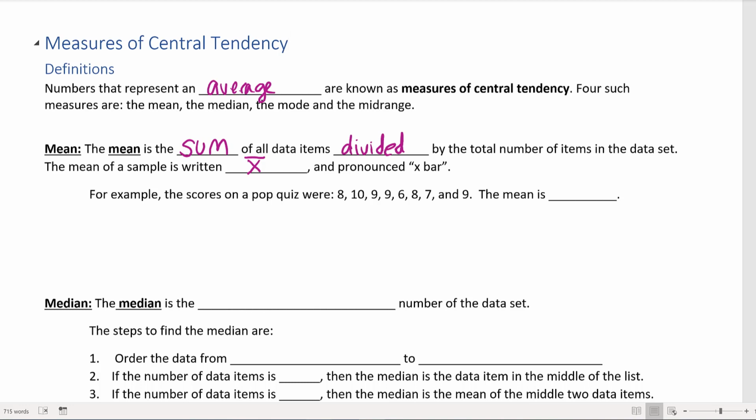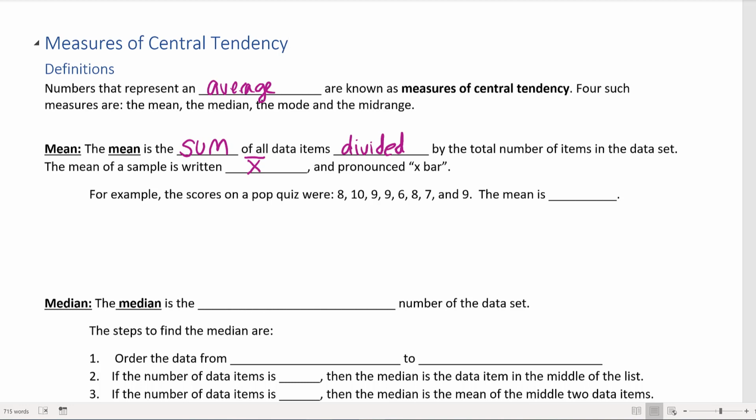This is the type of average you would get if you're trying to find out your average of your 3 test scores. You'd add them all up and divide by 3 to find out what the average is. This is what most students think of when they think of an average, is the mean.